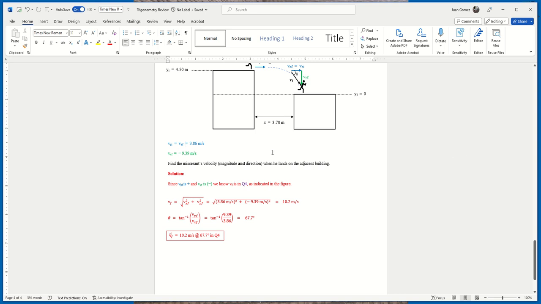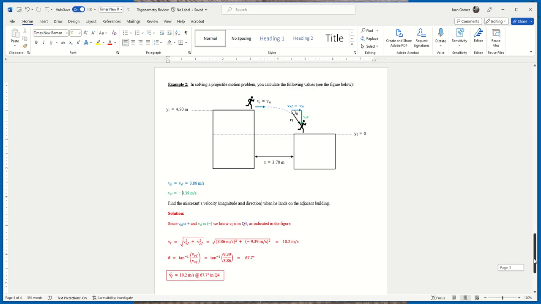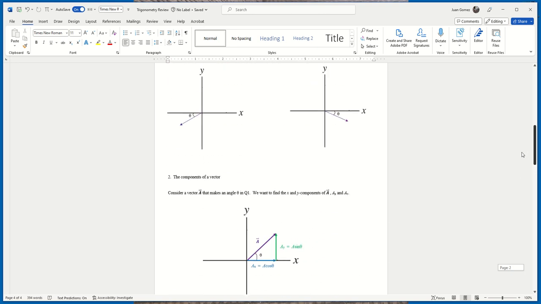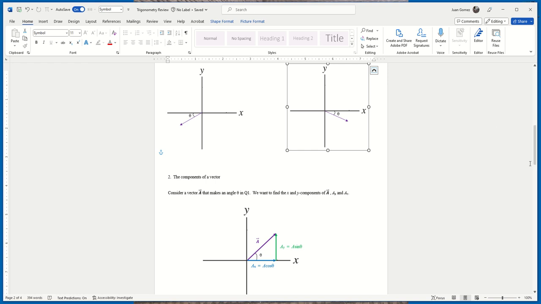I know that has to be the case. Again, vx, the x component, has to be positive, and the y component has to be negative. How do I know that? Because look at the sketch. That final velocity vector vf is clearly in Q4. And we know that in Q4, x component positive, y component negative. And conversely, if you know the signs of the components, you know what quadrant you're in. So you can go either way.